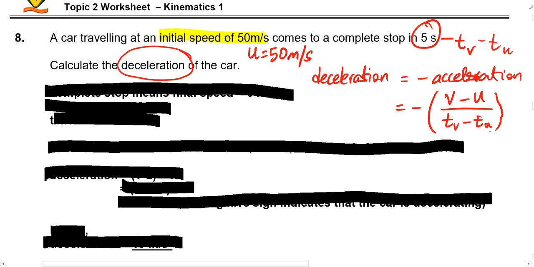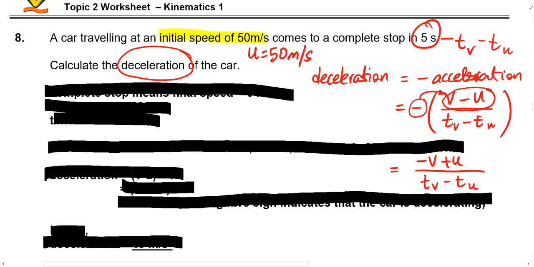So from this, can you now tell me the formula for deceleration? Negative V plus U divided by TV minus TU. On this top is the formula for deceleration. All we need to do is multiply this negative sign to our numerator over here.